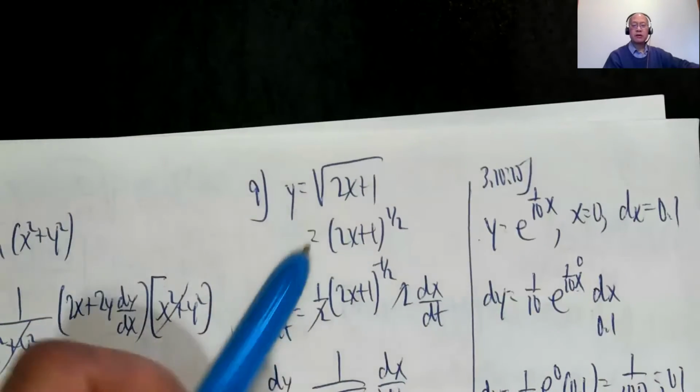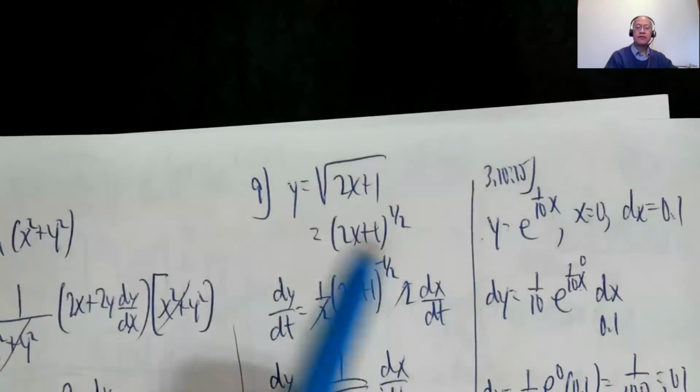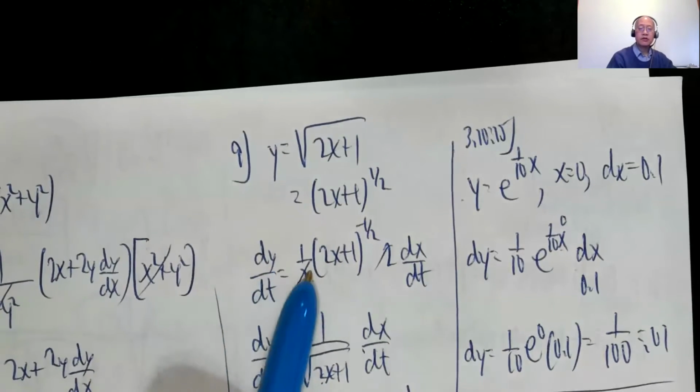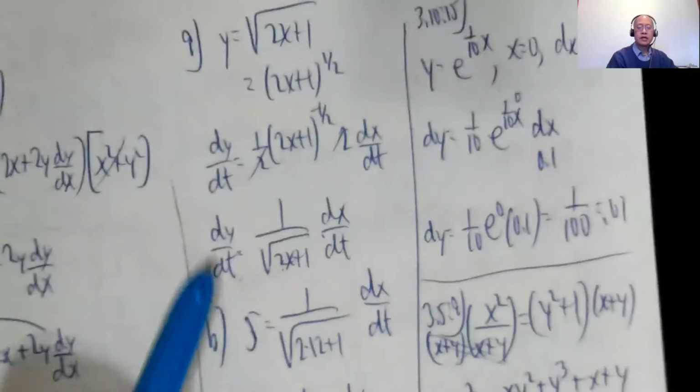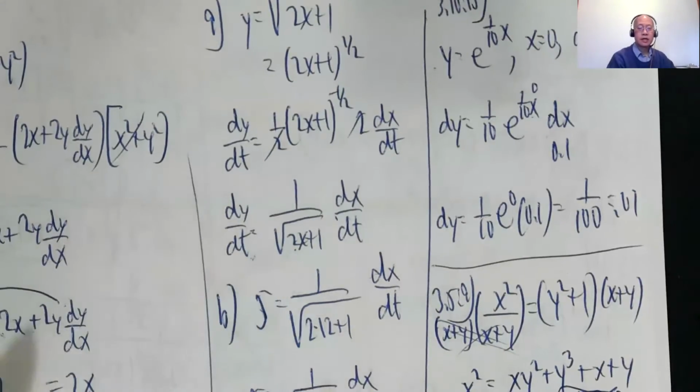Number 9, y equals radical 2x plus 1. That's 2x plus 1 to the half. dy dt is 1/2 times 2x plus 1 to negative half times 2 dx dt. 2's cancel out. dy dt is 1 over radical 2x plus 1 dx dt.